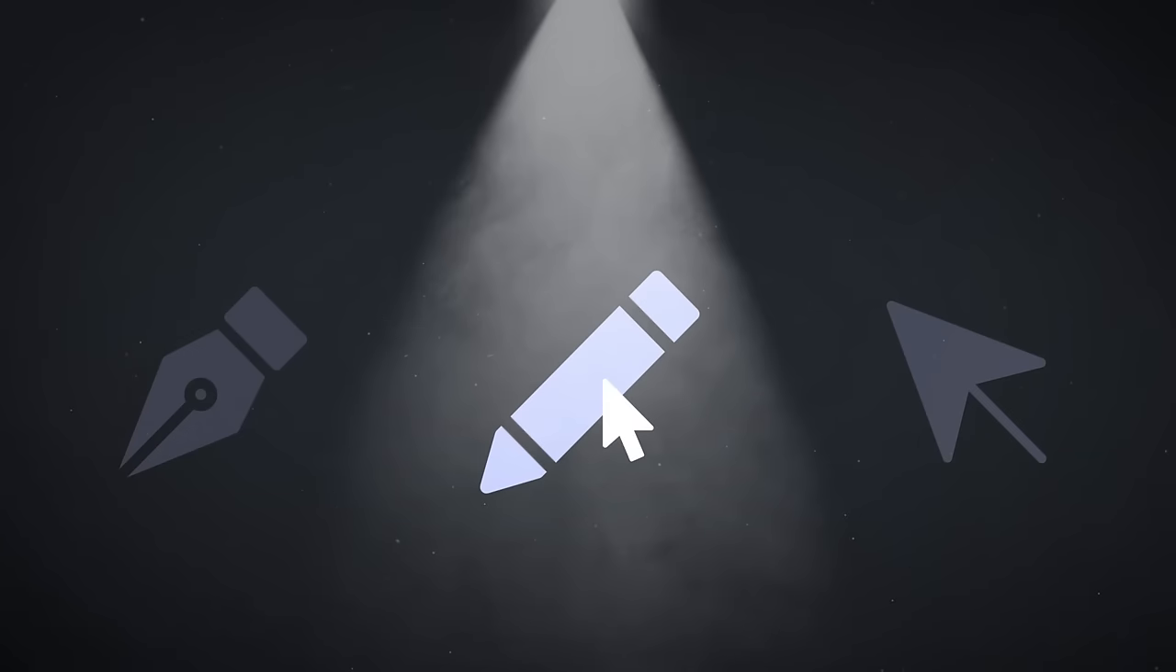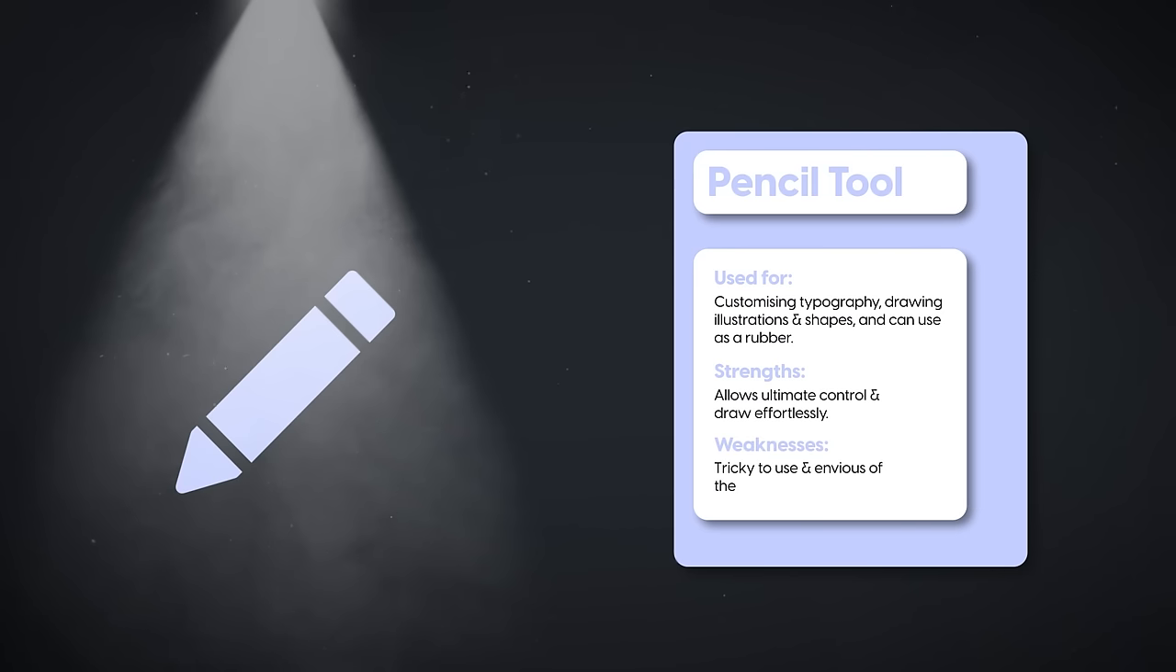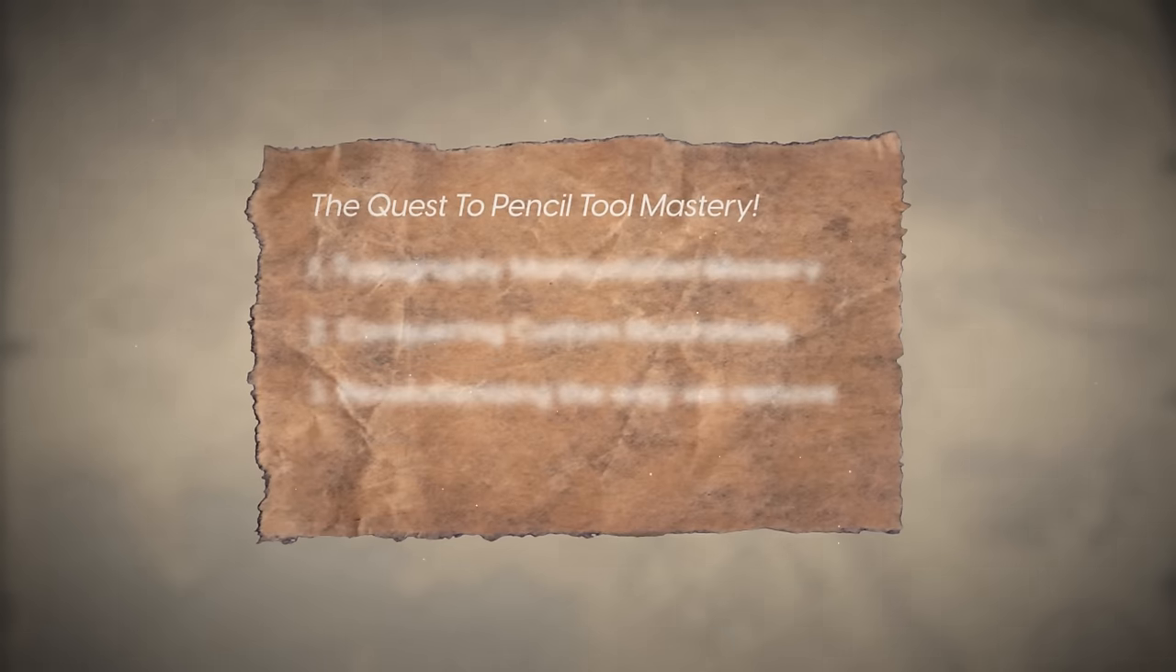So if you're completely new to Adobe Illustrator, then meet the pencil tool. Used for customizing typography, drawing illustrations and shapes, and can surprisingly be used as a rubber. Strengths: allows ultimate control and draw effortlessly. Weaknesses: tricky to use and envious of the pen tool. Now you've met our weapon of choice for this video, it's time to take the first of three steps on our journey to becoming a pro with the pencil tool.